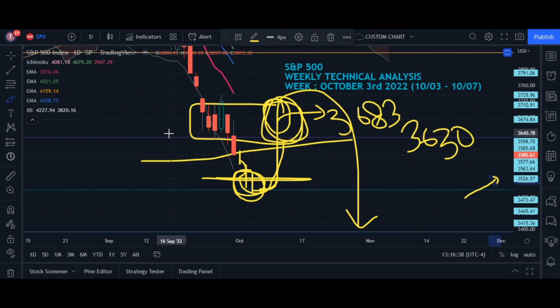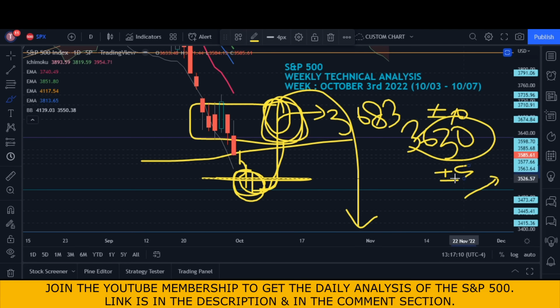And again guys, this is something that I'm repeating in each and every technical analysis of the S&P 500: these levels, 3630, are not absolute levels, rather these are zones. Support and resistances are not absolute levels, these are zones. So when I say 3630, I mean plus minus 10, and it will create a zone. When I say 3525, then plus minus 5, and it will create a zone.